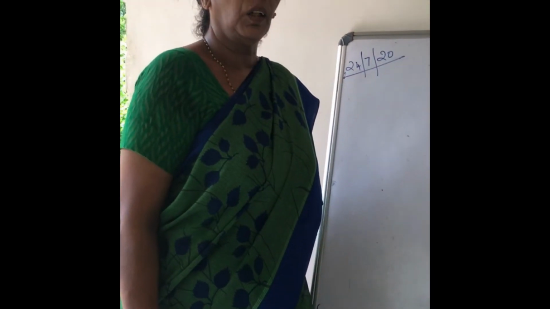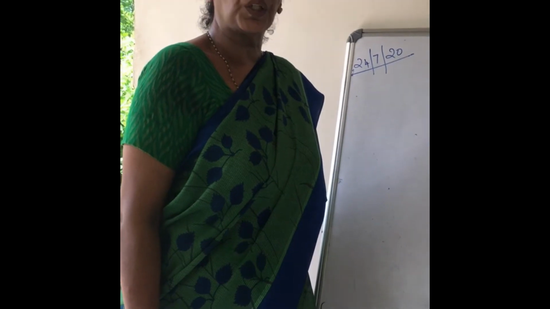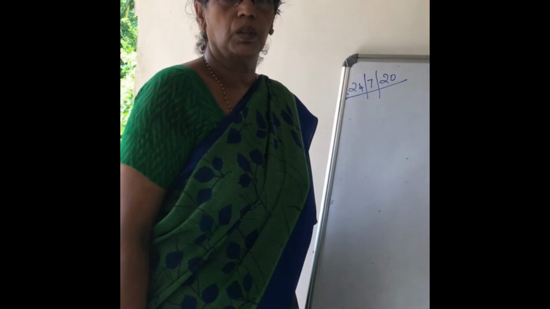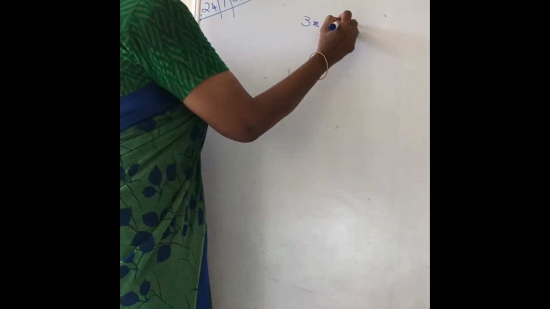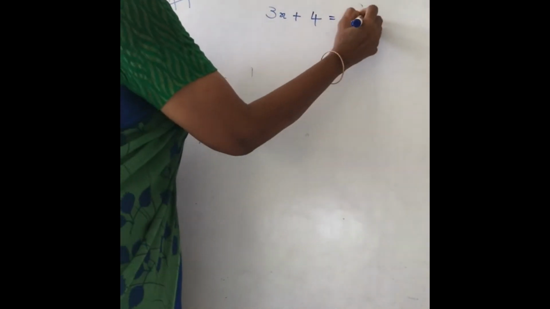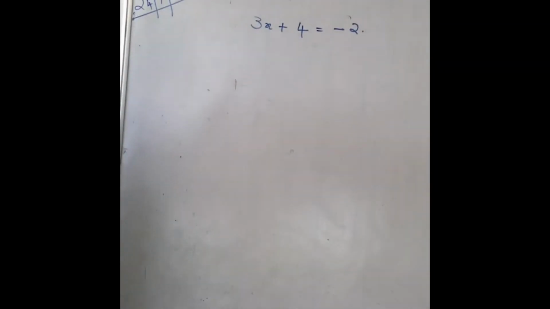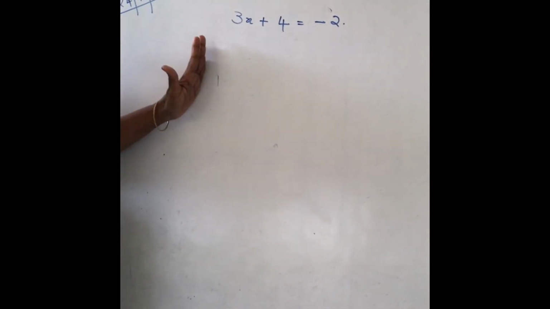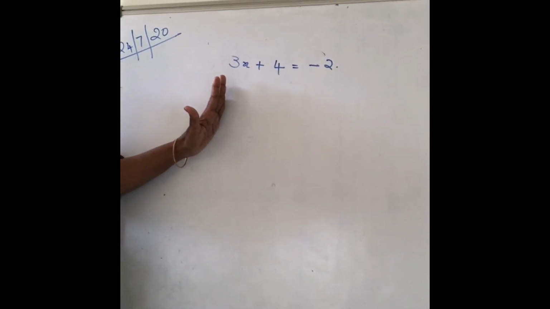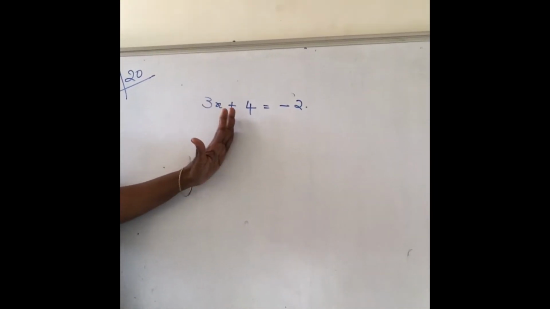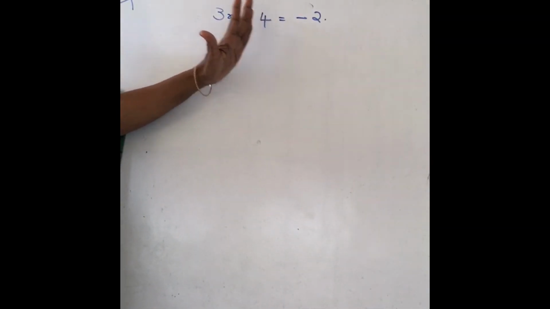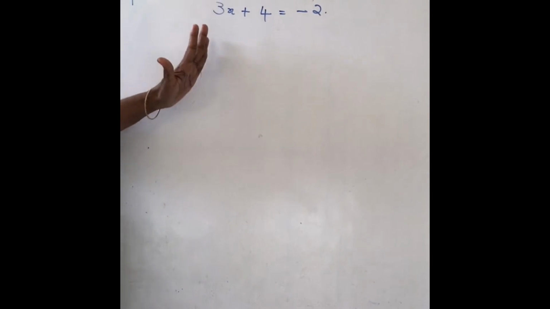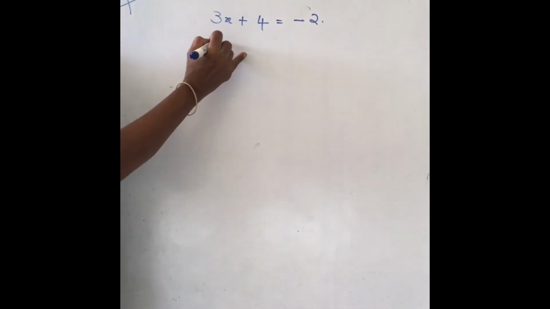In the previous class, that is in the 8th, you have learnt what is a linear equation in one variable. A linear equation in one variable, for example, 3x plus 4 is equal to minus 2. Can you guess how many solutions this equation will have? First of all, what is the variable in the equation? X. When you solve, how many solutions will you get?